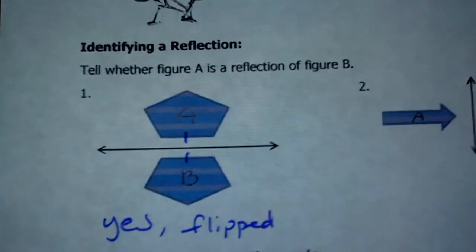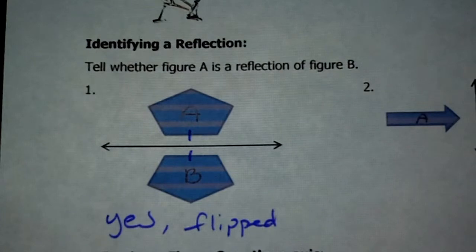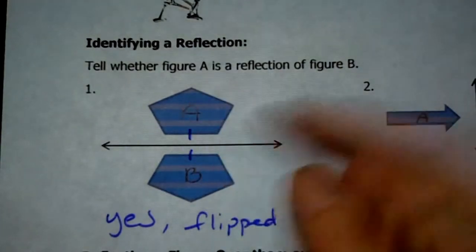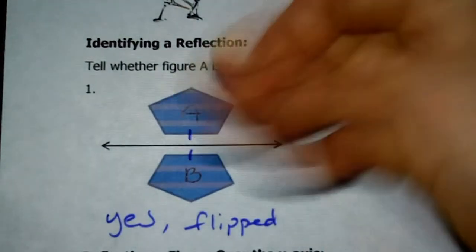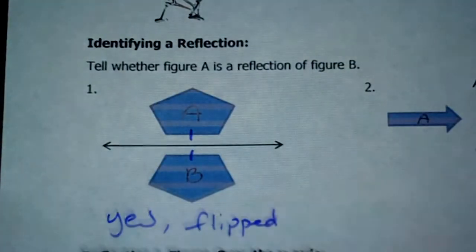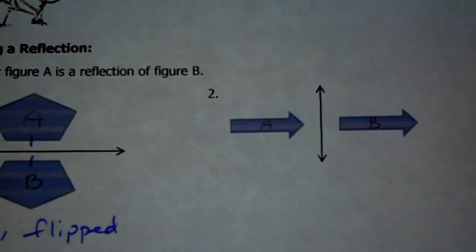A nice way to help with reflections, if you're a hands-on kinesthetic person, you could actually have a little cutout. If you have little scraps of paper, we could cut this shape out, flip it over, and see, does that look the same?